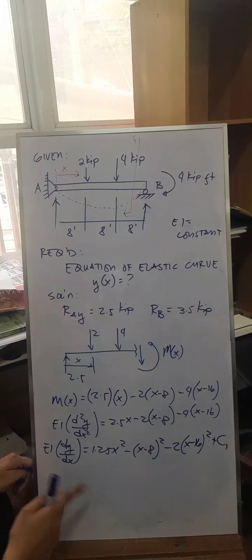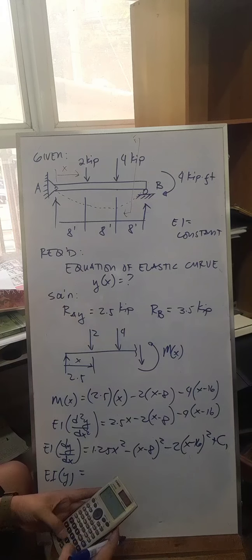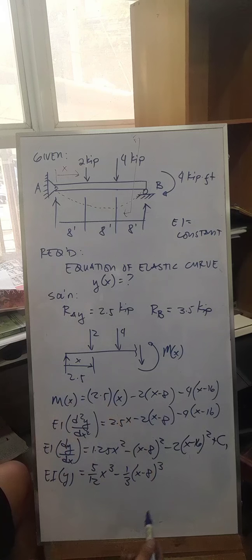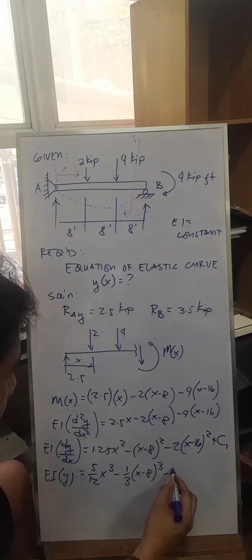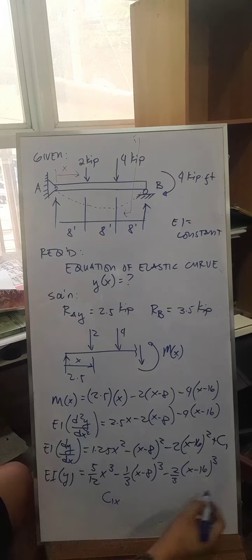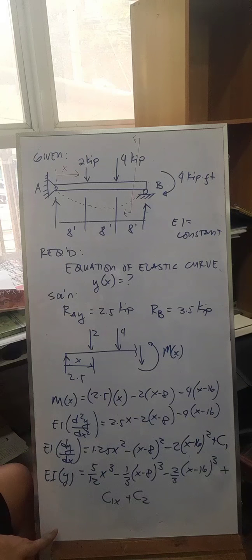Then you integrate this again to give us the equation for y, or the displacement. EI times y: the integral of 1.25 divided by 3 is 5 over 12 x cubed, minus 1 divided by 3, that's 1/3 x minus 8 cubed, and then 2 divided by 3, x minus 16 cubed. Then you have C1 x plus another constant C2. So this is now your equation for EI times y. Now we have to find the value of these constants first, so you can establish the final equation for your displacement y.